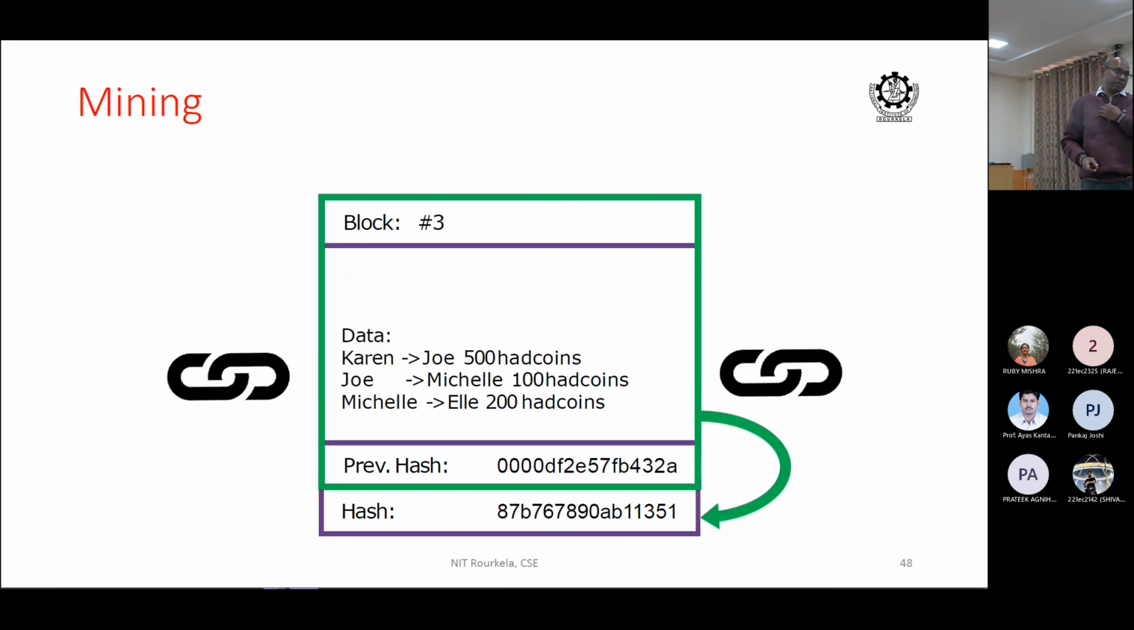Now let's come back to the mining. How is the mining done? Let's look at what a block contains. A block contains data, which is nothing but some transactions made. Then a block contains a hash of the previous block. So this is the hash of the previous block.